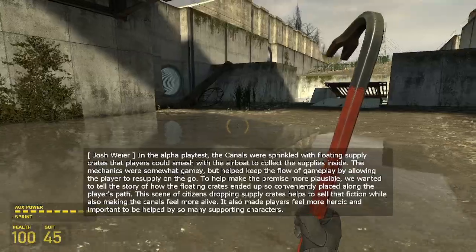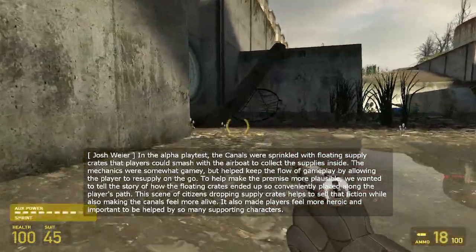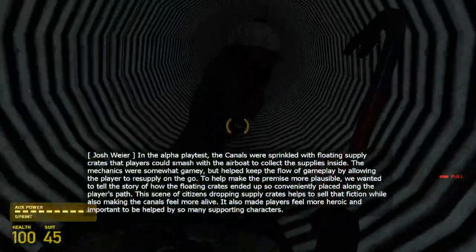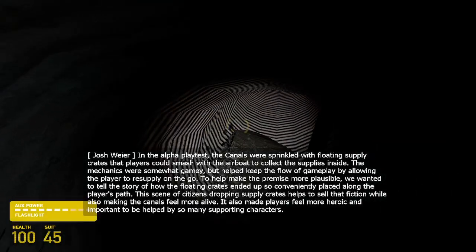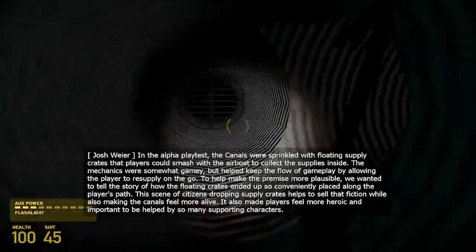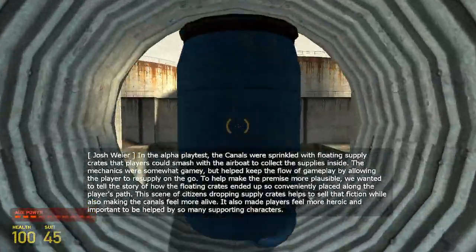Floating supplies. In the alpha playtest, the canals were sprinkled with floating supply crates that players could smash with the airboat to collect the supplies inside. The mechanics were somewhat gamey, but helped keep the flow of the gameplay going, allowing the player to resupply on the go. To help make the premise more plausible, we wanted to tell the story of how the floating crates ended up so conveniently placed along the player's path.